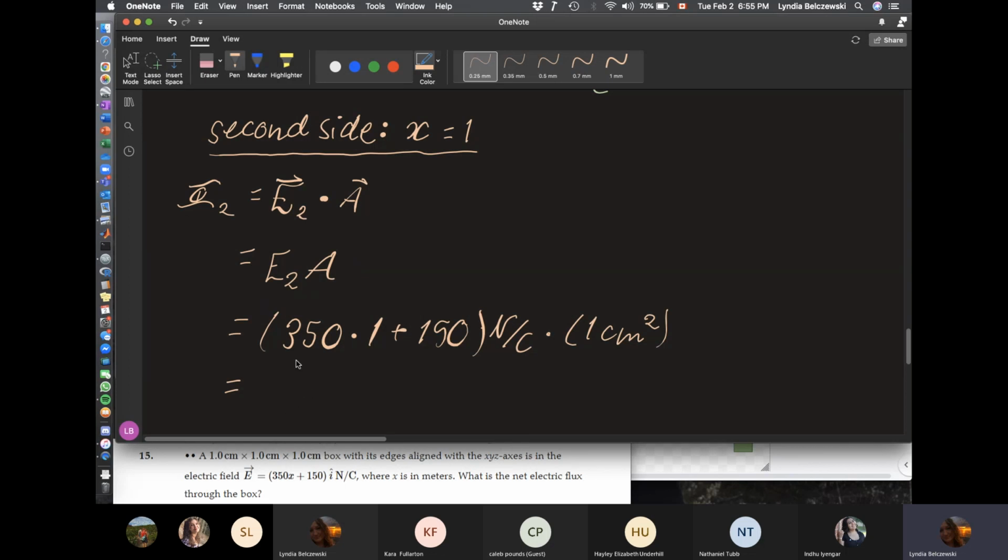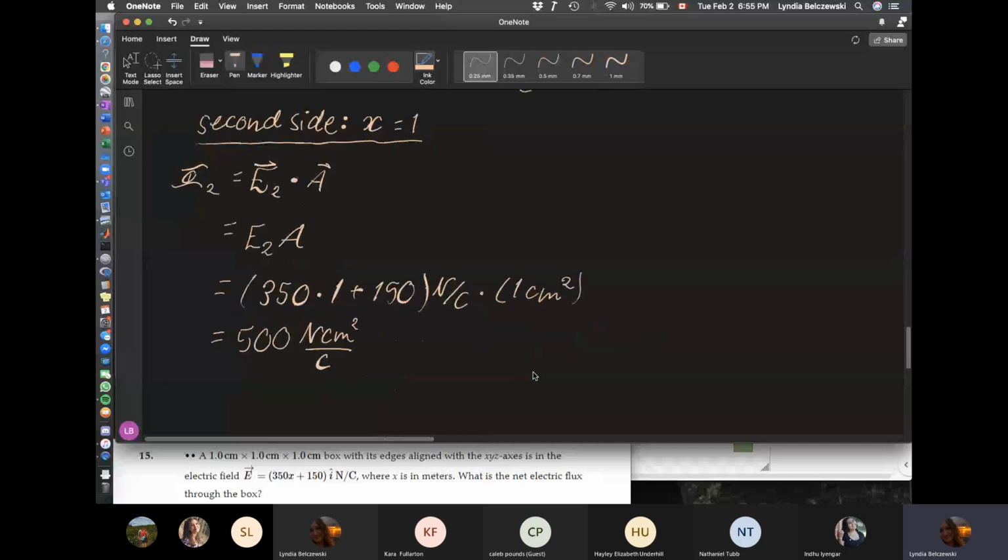Okay, so this flux through the second surface then is 500 Newton centimeters squared per coulomb, I believe, assuming I did my math right, which who knows, maybe I didn't. But yeah, that's the flux through the second side. And so the net flux then is going to be the difference between these.